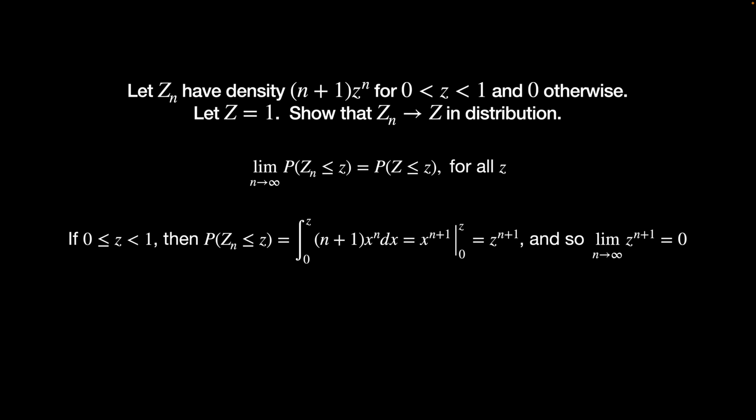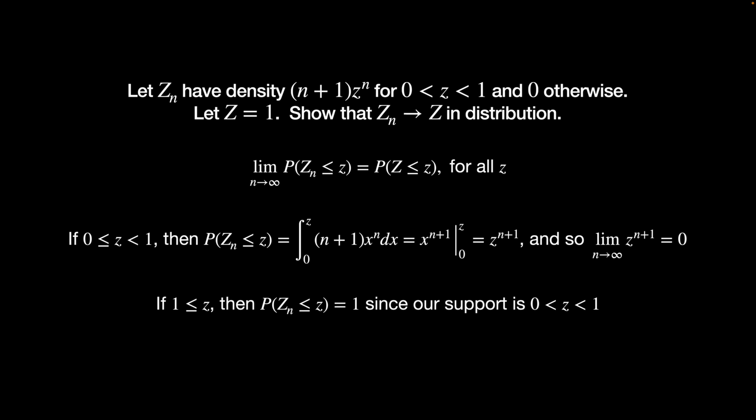So, in a moment, we'll talk about this a bit more, but for now, let's consider the other case, where z is greater than or equal to 1. Then we'll have the following here, because our CDF is always going to be 1 if z is greater than or equal to 1, because our support, all of our non-negative values, happen to be on the interval from 0 to 1 for Z_n.